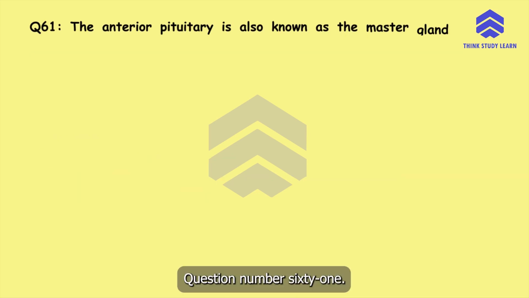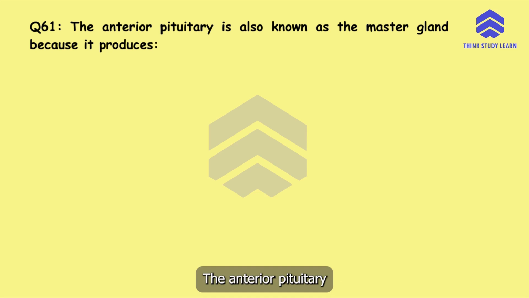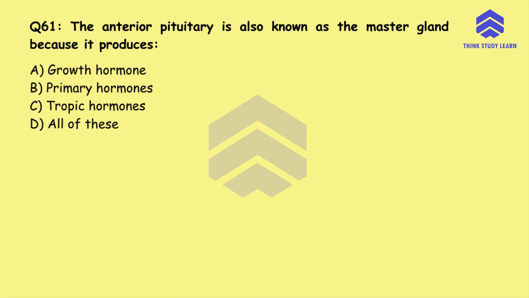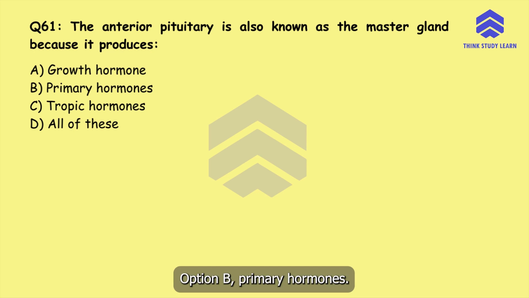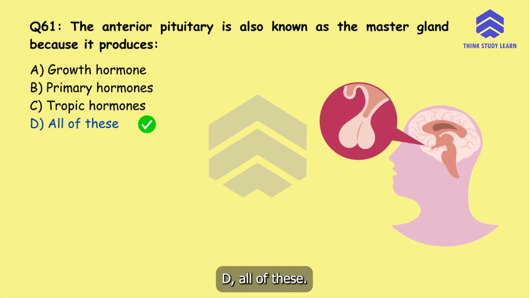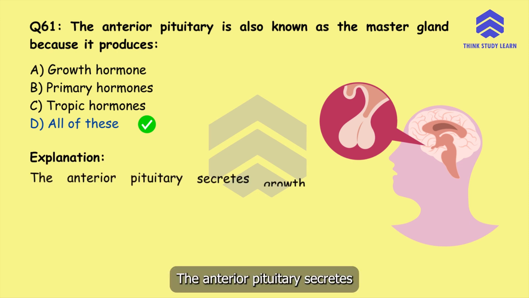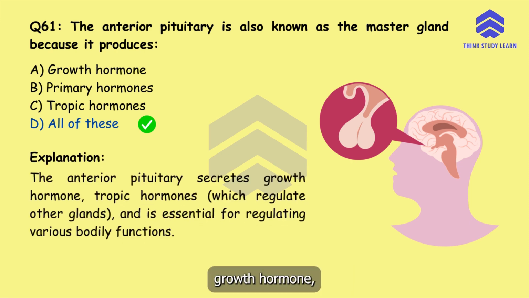Question number 61. The anterior pituitary is also known as the master gland because it produces option A, growth hormone, option B, primary hormones, option C, tropic hormones, or option D, all of these. The correct answer is option D, all of these. The anterior pituitary secretes growth hormone and tropic hormones, which regulate other glands, and is essential for regulating various bodily functions.